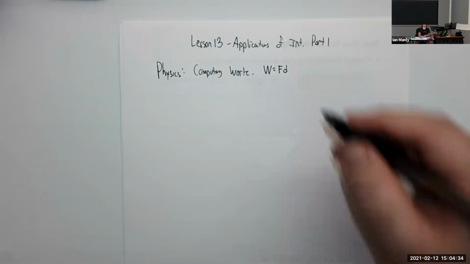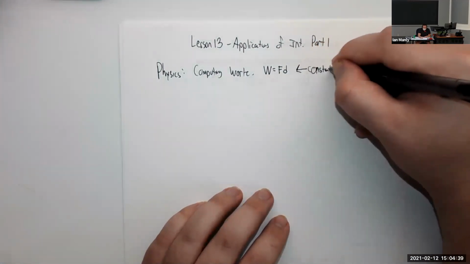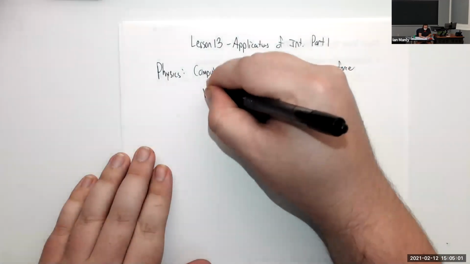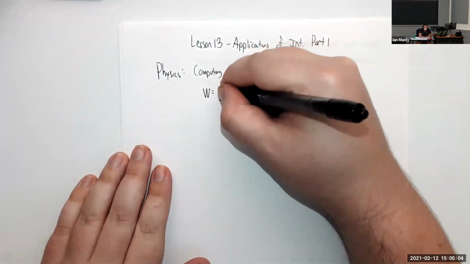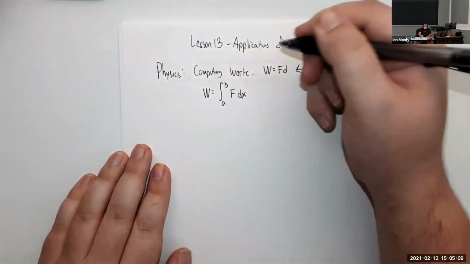Well, the thing is that this formula only works for constant force, meaning that we're applying the same force over the entire distance. But maybe we applied a larger force to begin with and then maybe a smaller force as we continued onwards. So how much work would we be doing in that case? And this is where integration comes in. Our new definition for work is going to be the integral from a to b of f dx.